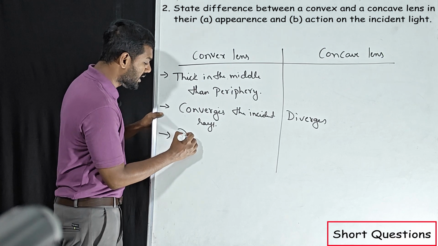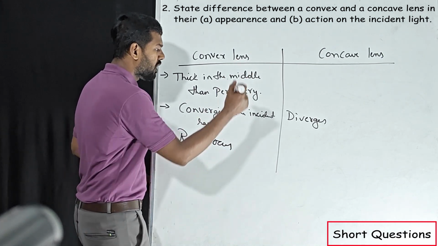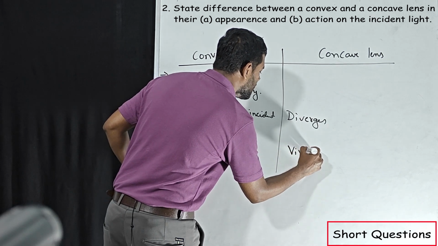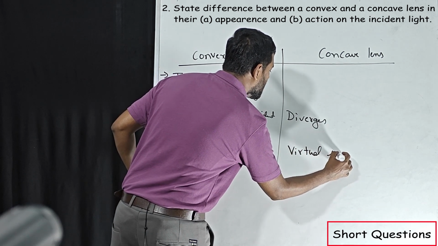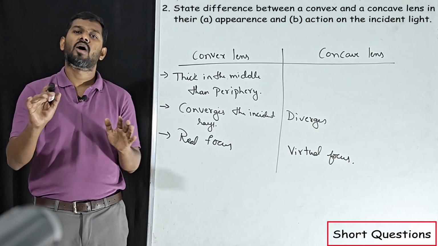Convex lens has real focus. Okay, real focus. Concave has virtual focus. Why it has real and why this has virtual, all those things we have learned in the concept video.